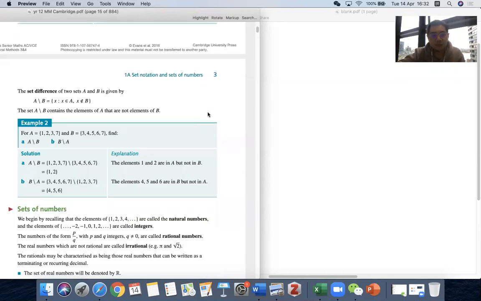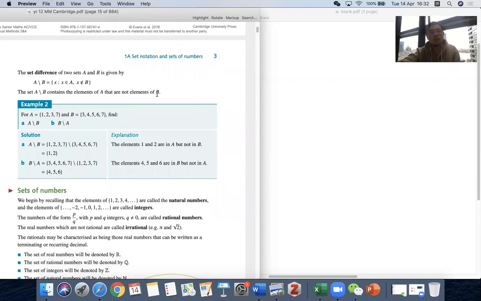And for page 3, there's another really important symbol, which is over here. We call it set difference. It means the elements contained in A but not contained in B. This one is pretty useful. Later, I can show you guys why.